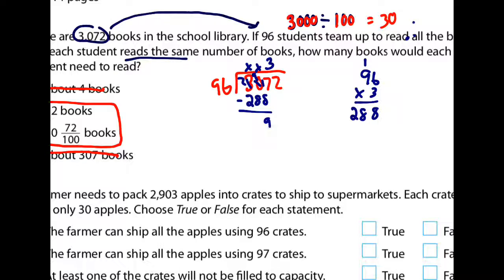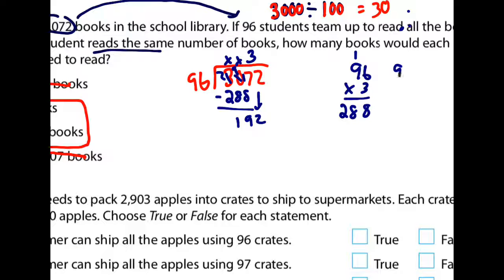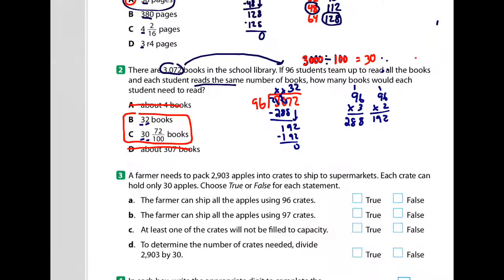17 minus 8 is 9, 9 minus 8 is 1, bring down the 2. Now, looking over here, it's either going to be 2 or 0, right? So I think it's going to be 2. 96 times 2. 2 times 6 is 12, 2 times 9 is 18, plus 1 is 19. So it's going to be 192, subtract. The correct answer is B. If you had it right, give yourself a C. But notice, I used estimation to eliminate 2 of my 4 answers.